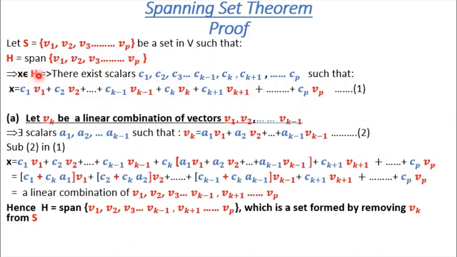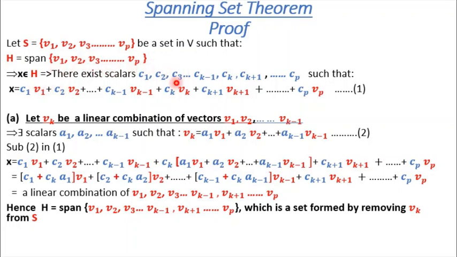Taking a vector x from H implies there exist scalars c1, c2, c3 and so on ck minus 1 such that x is equal to c1 v1 plus c2 v2 plus and so on plus ck minus 1 vk minus 1 plus ck vk plus ck plus 1 vk plus 1 plus and so on cp vp. That means this x can be written as a linear combination of all these vectors. That is what we have written. How do we write linear combination? How many vectors are there? We will take those many scalars.